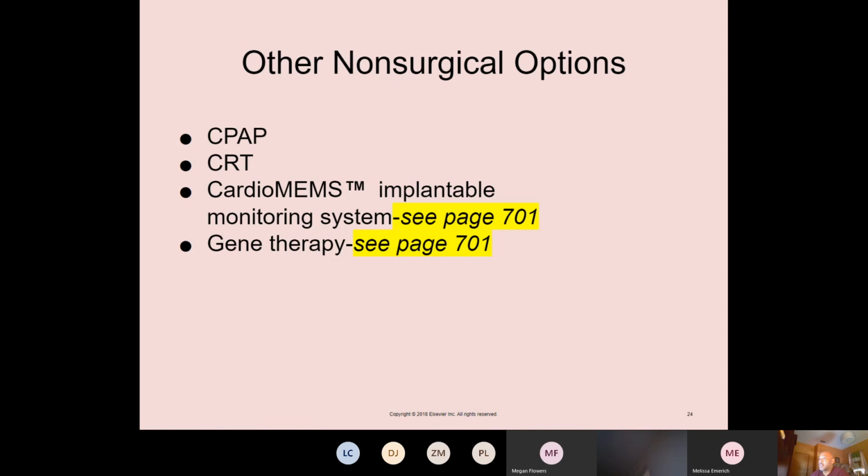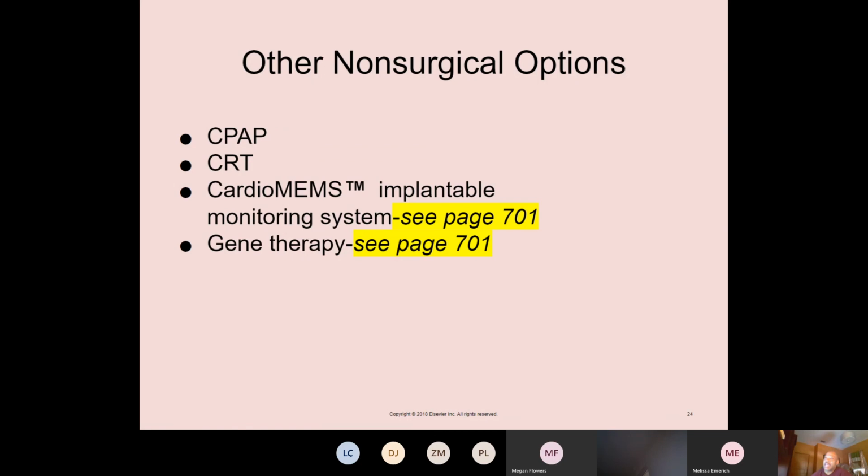And also, it talks about a CRT. This is what they call biventricular pacing. So you're pacing both ventricles, bi meaning both, bilateral. So this particular device will stimulate your ventricles to squeeze. So with the squeezing comes an increased ejection fraction, an increased cardiac output, and an increased MAP. MAP is mean arterial pressure.